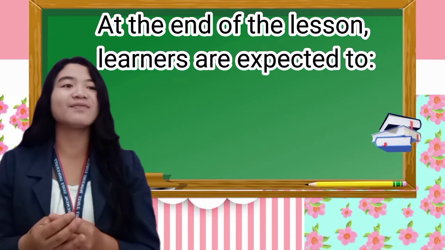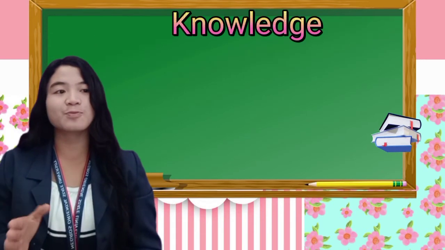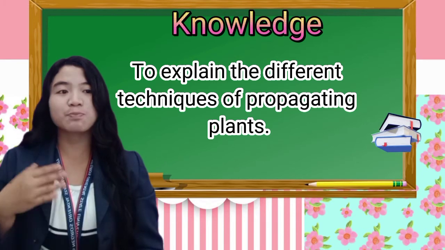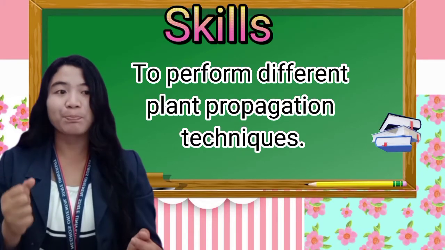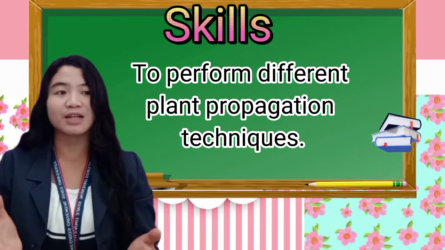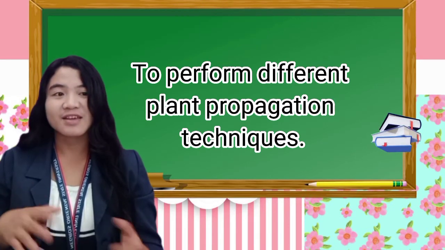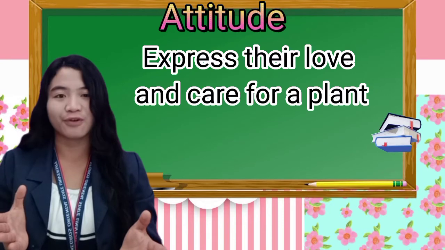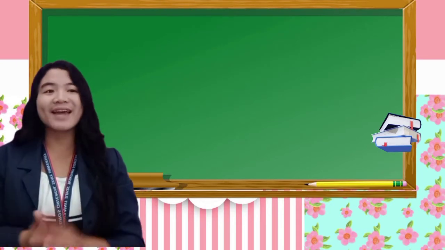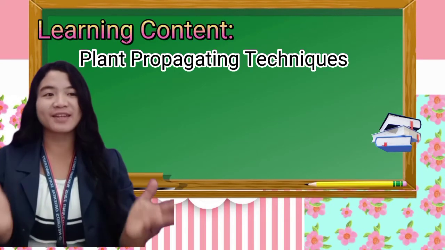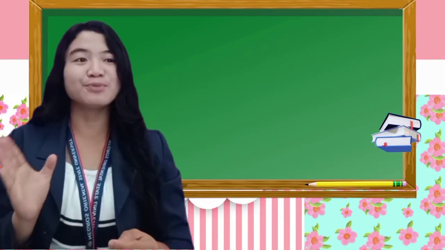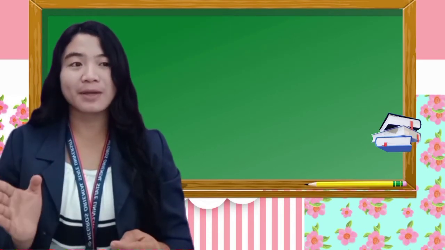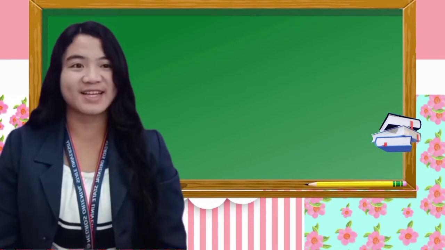Objectives: at the end of the lesson, learners are expected to explain the different techniques of propagating plants, perform different plant propagation techniques, and express love and care for plants. The content: plant propagating techniques. Learning resources: Quarter 1, Module 2, TLE EPP Agriculture Grade 6.